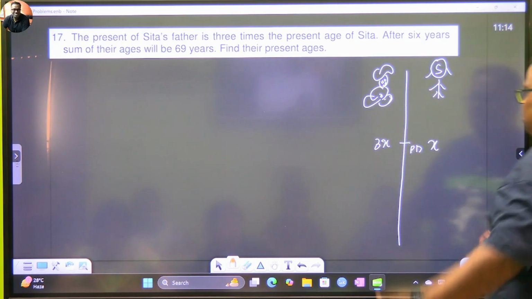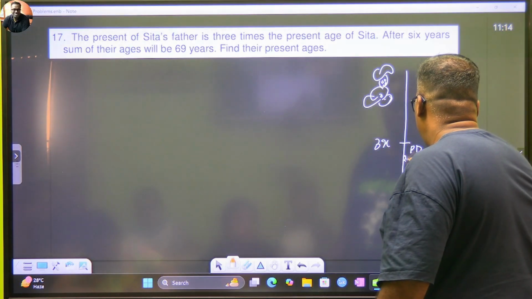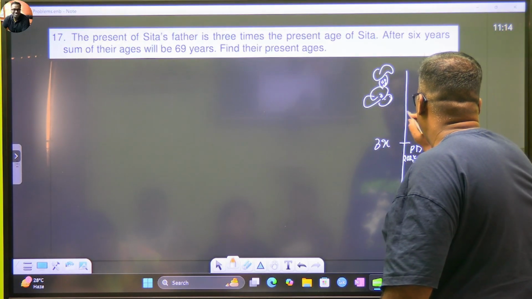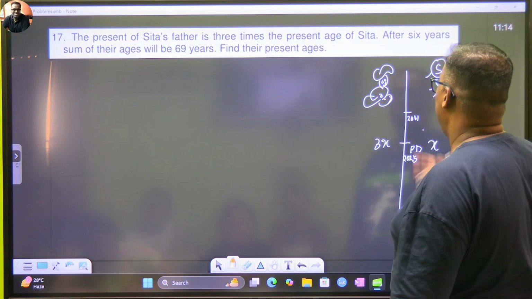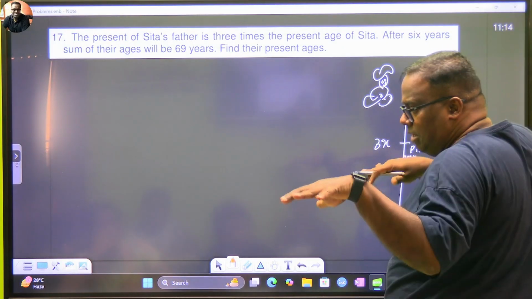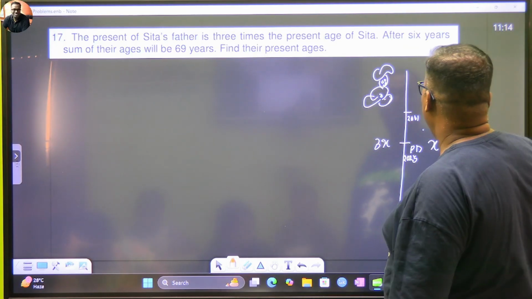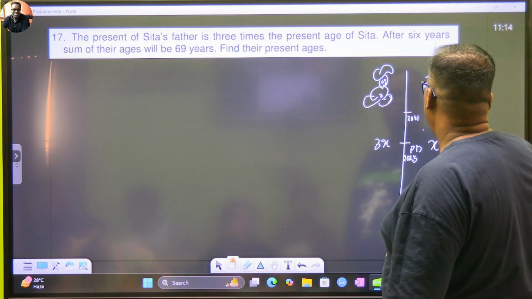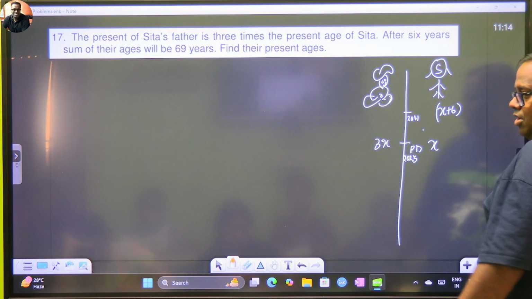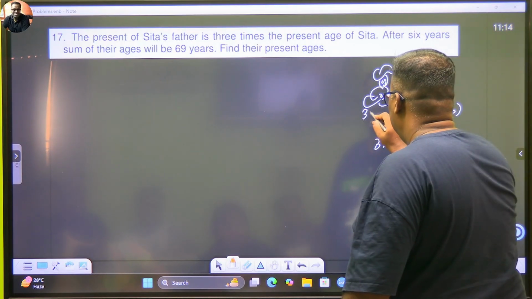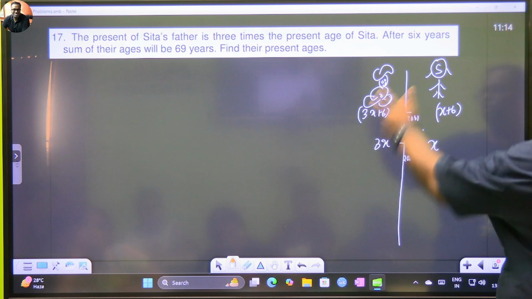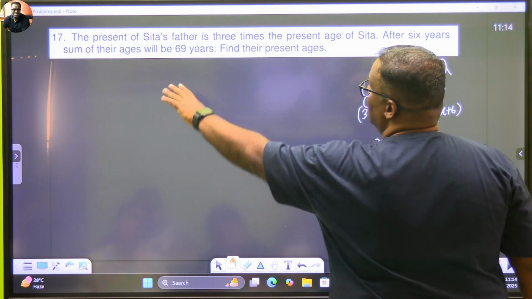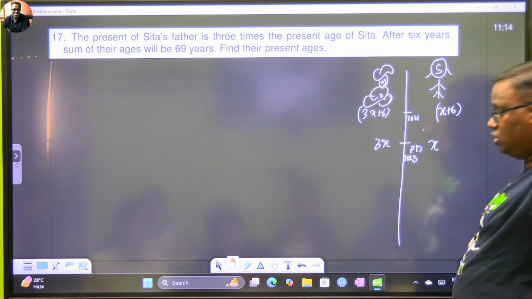After 6 years. In 2025 this information is there, so 2031. 6 years later, you did not write this. This was creating more interest in the story. What should be the age of Sita? Sita should be x plus 6 and Ganguram should be 3x plus 6. But after 6 years, the sum of their ages will be 69.